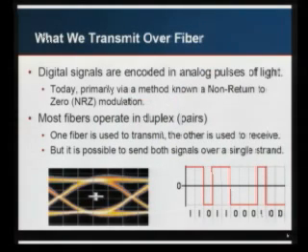Basically, what we're transmitting over fiber is digital signals that are encoded as analog points of light. Pulses of light. Today, that's primarily a method called non-return to zero. It's a very simple modulation. And we use fiber in pairs for the most part, where one side transmits and the other side receives. There's actually ways that you can transmit on a single strand, but for most systems that aren't doing anything fancy, we just use pairs. And this kind of shows an eye diagram of what the signal looks like and what the binary encoding is.